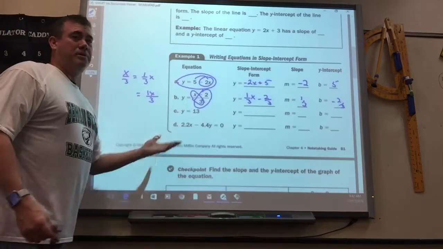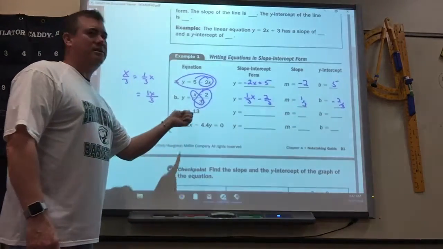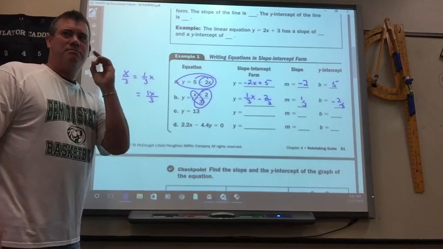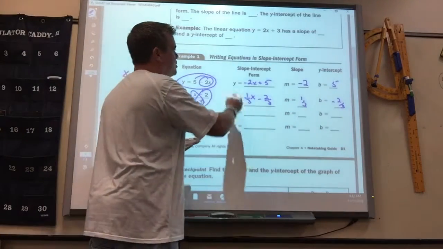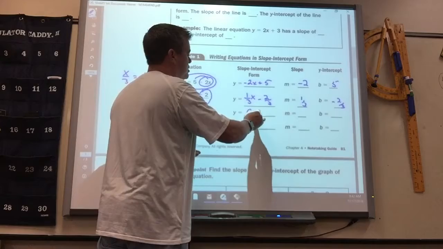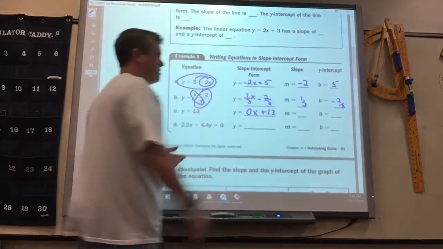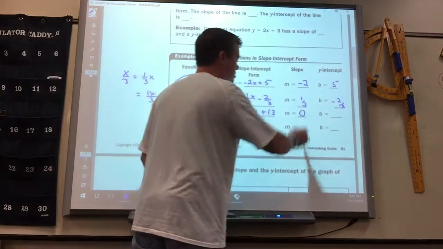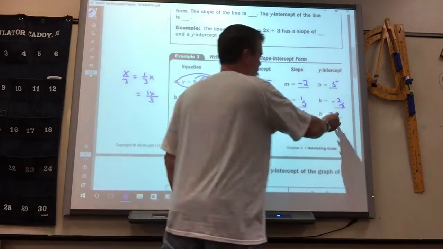Here it is in slope-intercept form, except there's no x in there. So what would you put if there's nothing there? 0. So if you actually wrote it out, it'd be y equals 0x plus 13. So the slope is 0, intercept is 13.